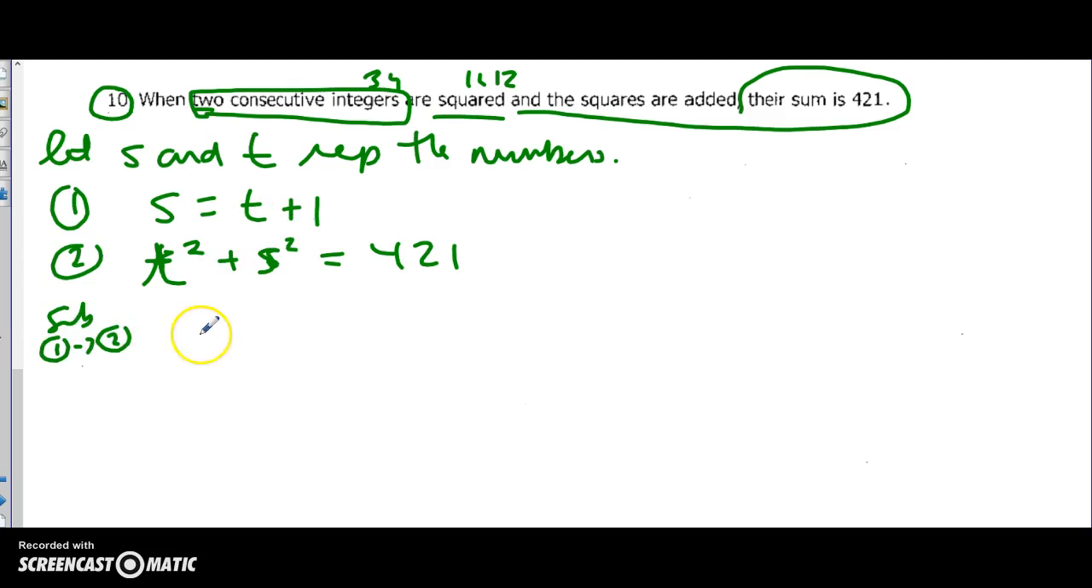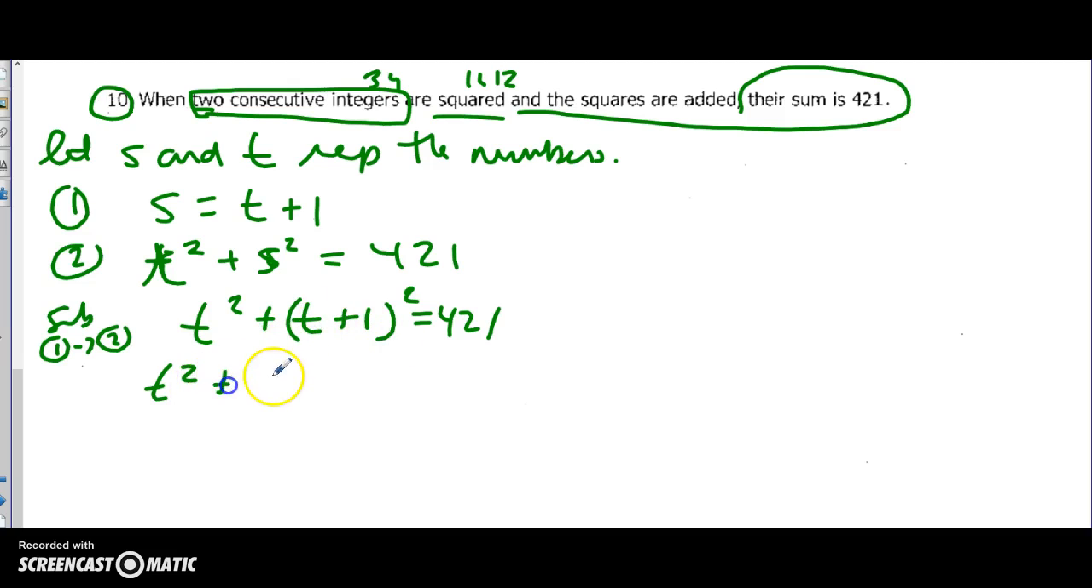And then no longer do I have s's, but I have all t's, so t squared plus s squared, which is now t plus 1. I can square that whole thing, is 421. Then I will FOIL this out. T plus 1 squared, remember that's a perfect square. So I have t squared plus 2t plus 1. So this number is double this, and this number is the square of this. If you want to take your time, go ahead and FOIL it out. But if not, you can use a little shortcut.